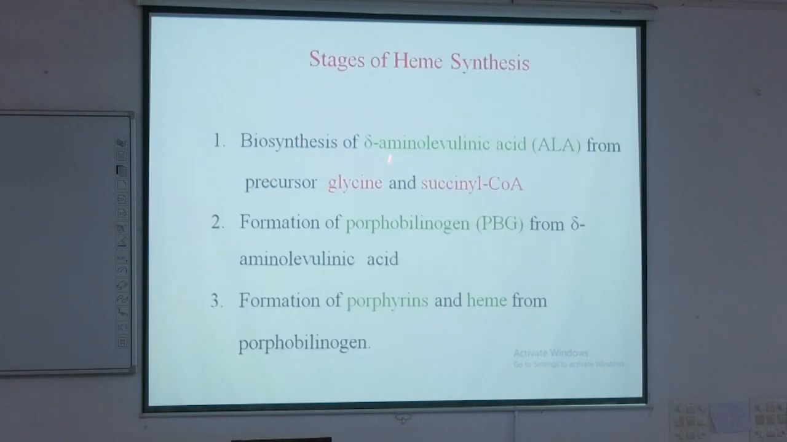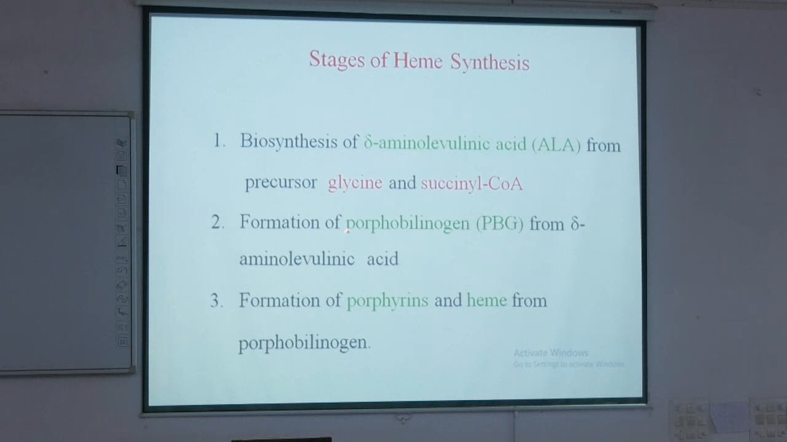The first one is biosynthesis of alpha-amino levulinic acid from precursors glycine and succinyl-CoA. So, these are the precursors for the synthesis of what? Alpha-amino levulinic acid. It is a very important molecule because it is the main substrate for the synthesis of hemoglobin. I think you should also make the cycle of this metabolic pathway in your copy. Because if you make the cycle of this pathway with this topic, you will remember whatever you studied. Okay? The first thing is alpha-levulinic acid.